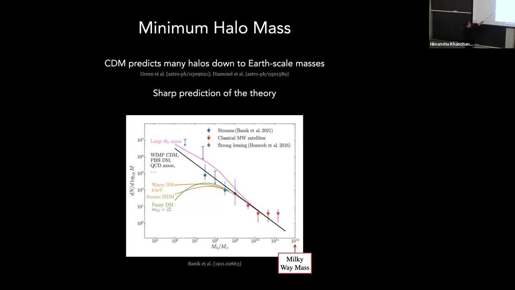Versus if you change the model, so these other colored lines are, here's an atomic, self-interacting dark matter, fuzzy, warm dark matter. You can end up wiping out some of that structure or enhancing it. So being able to build up this picture here helps us to sort of test different models.